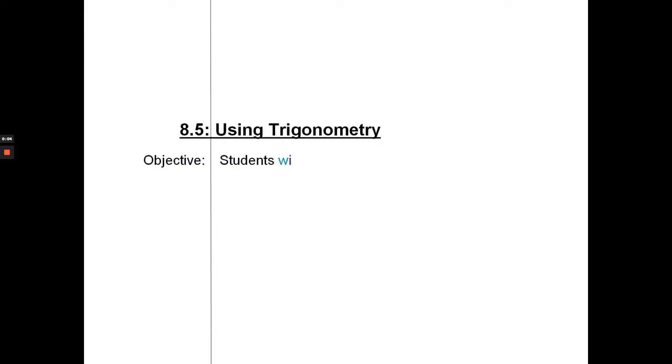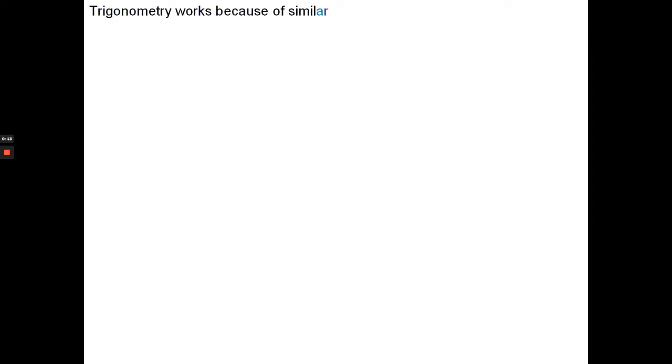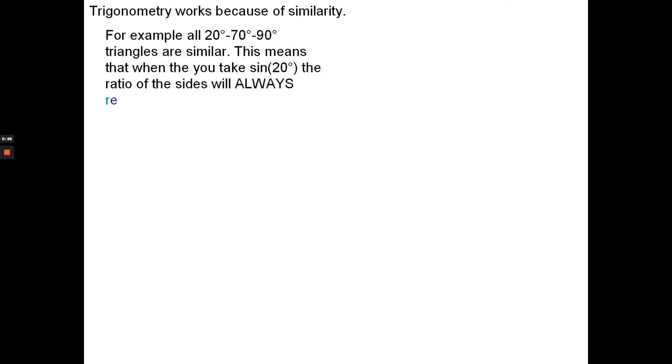Section 8.5, Using Trigonometry. Our objective is students will successfully use trigonometry to find angle measures and side measures. Trigonometry works because of similarity. For example, all 20, 70, 90 triangles are similar. This means that when you take sine of 20 degrees, the ratio of the sides will always reduce to 0.3420, no matter how big or small the triangle's sides are, because you're dividing out that scale factor.